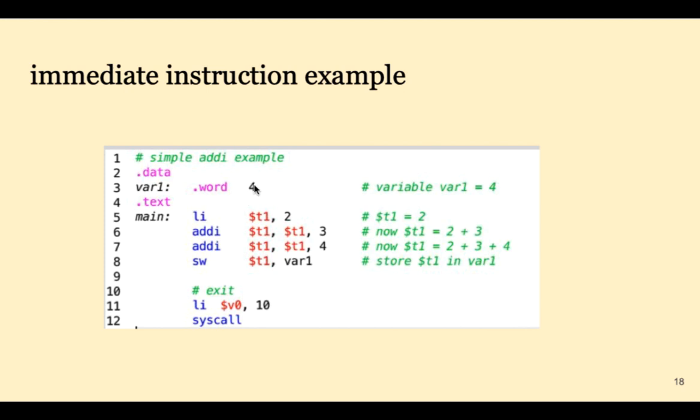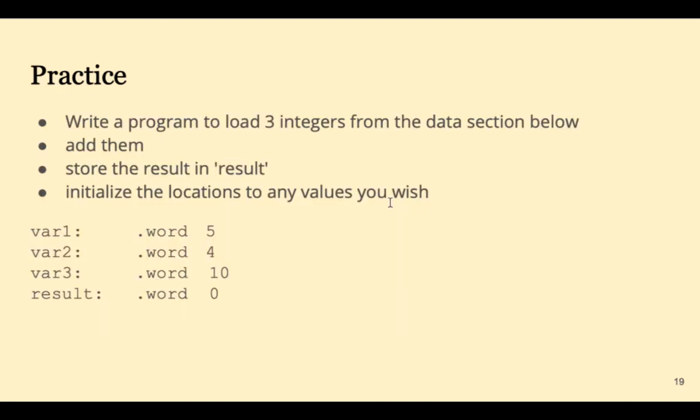Notice that MIPS also implements a sub-I instruction. It's not actually necessary because your constant can be positive or negative. All right, I have another practice for you. I'd like you to write a program to load 3 integers from a data section similar to this, add them together, and store the result out here.